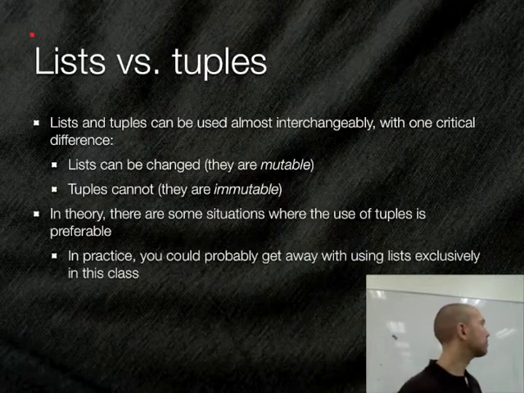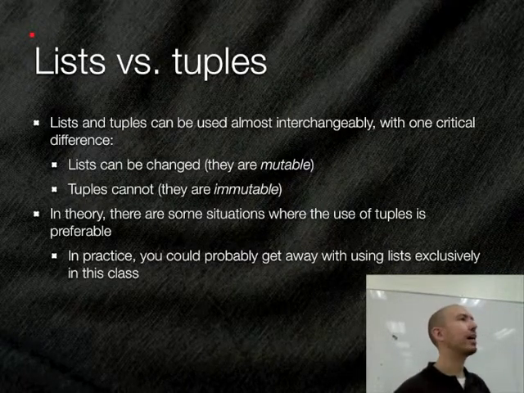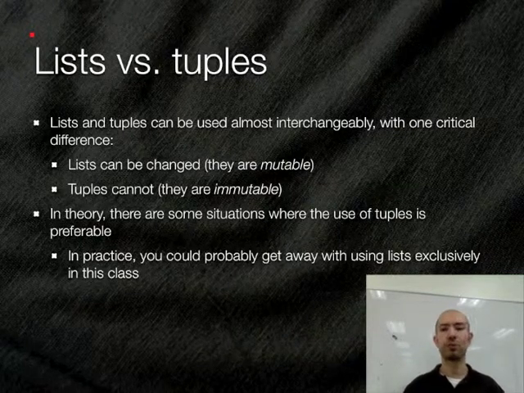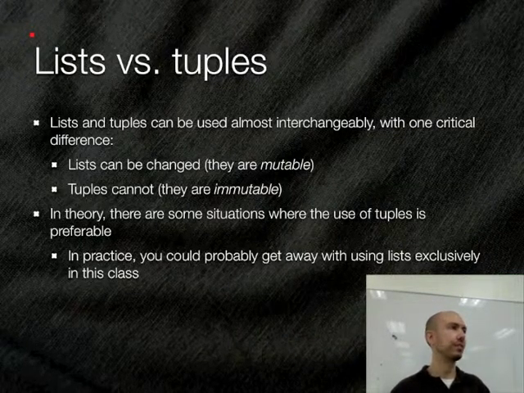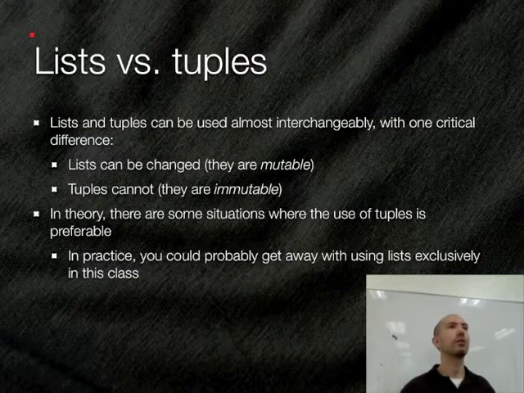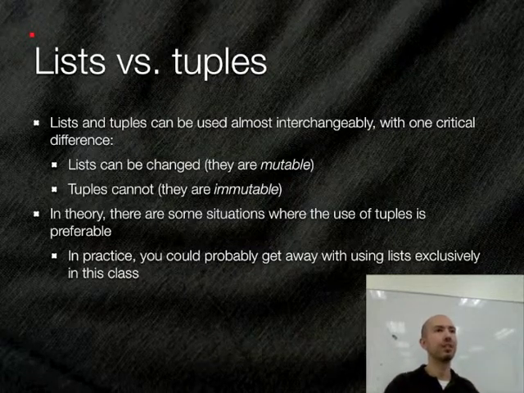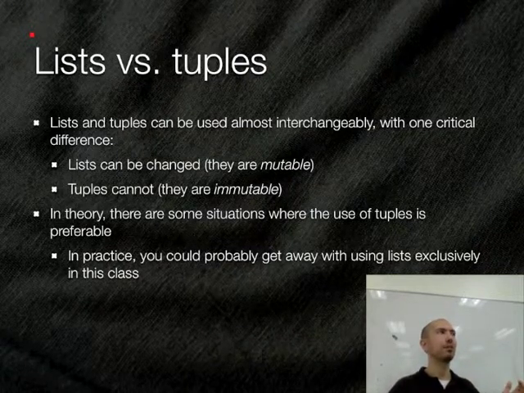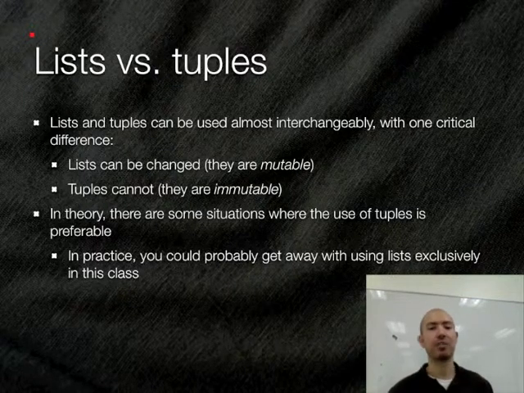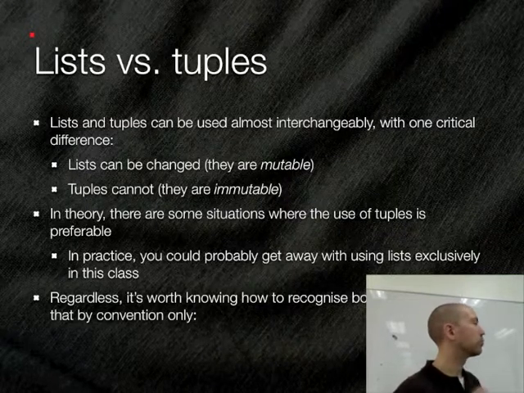So in theory, there are a few situations where tuples might be preferable. In practice, you could pretty much get away with using lists exclusively in this class, so we will mostly stick to lists. The good news is, if you're doing something in Python where something is expecting to get a tuple and you give it a list, Python is pretty good about saying, oh, I'll just turn this list into a tuple without really worrying about it. So that's fine.